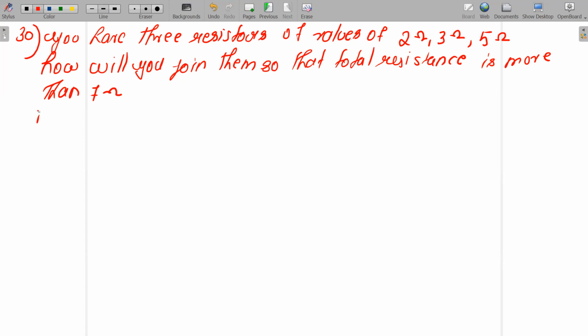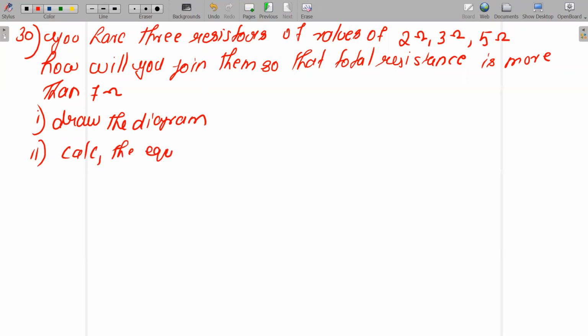So draw the diagram first. Second one is to calculate the equivalent resistance. Yes, they are asking you to fabricate the question and you should find the answer also. So can you draw the diagram, children? More than 7 ohm means no need to worry. First you should try series only.